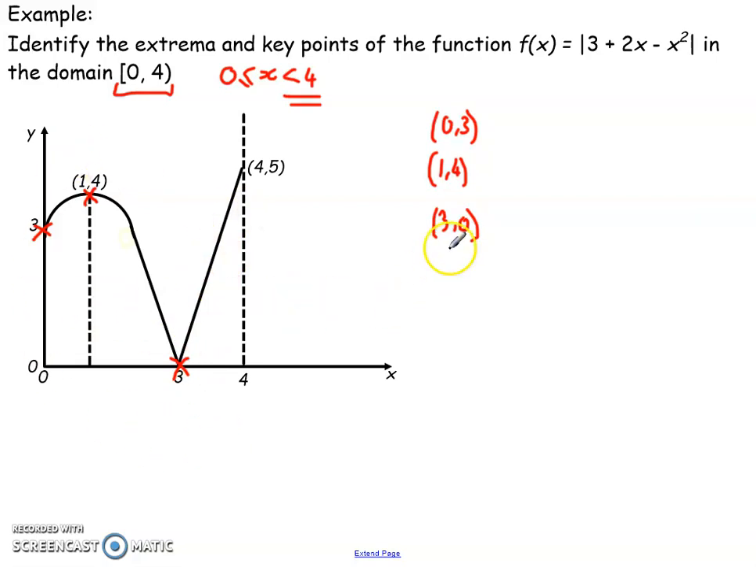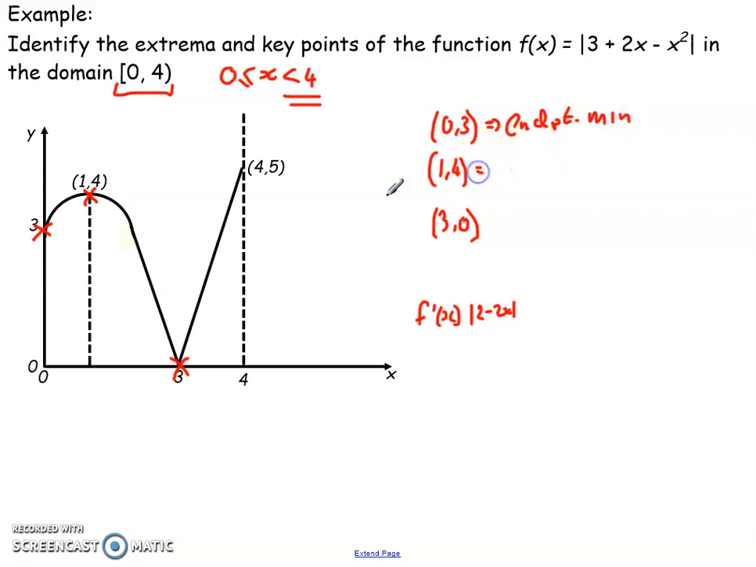So first thing to do is actually take the derivative. So f dashed of x equals the magnitude of 2 take away 2x. Now if we look at 0, 3, we know that that's an end point, and of the two endpoints it's a minimum, so we know at 0, 3 we've got an end point minimum.